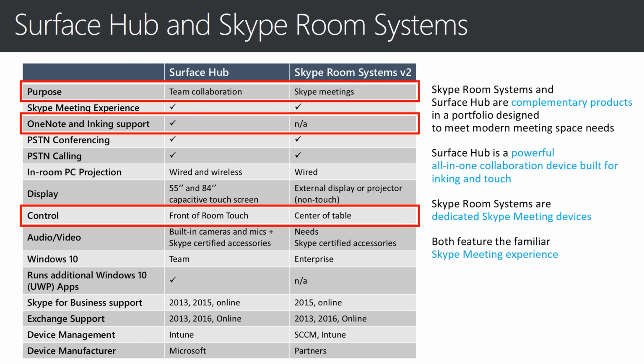Purpose. Make sure your room supports your intended purpose. If the purpose of the room is to use the whiteboard using touch on the device, then you would probably need a Surface Hub, with one note and ink support. Again, this is a differentiator for the Surface Hub. And finally, control of the meeting. Most meeting scenarios have someone as a facilitator who drives the meeting while sitting at the table or desk. If this is the case, then you should go for Skype Room Systems.